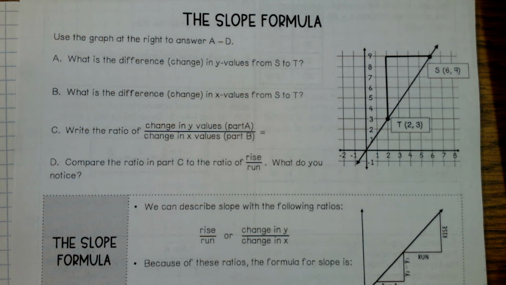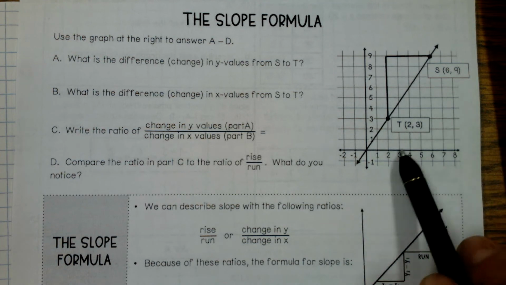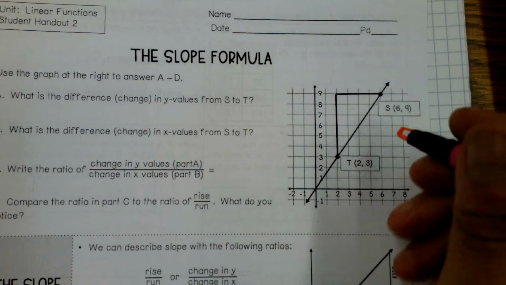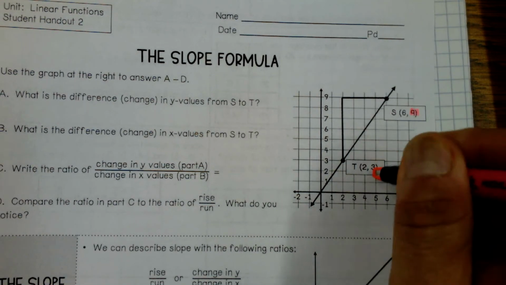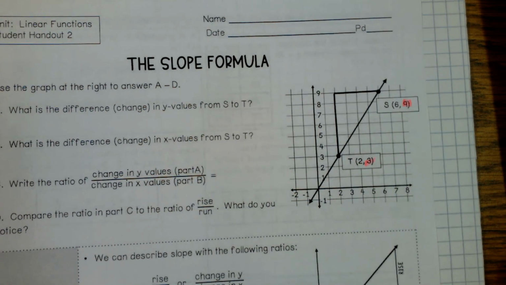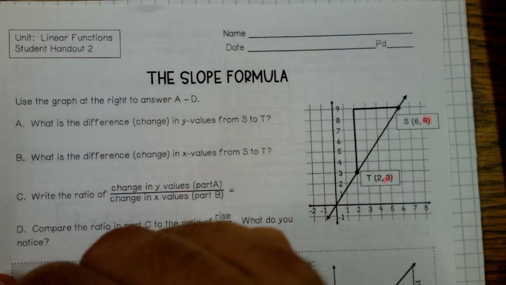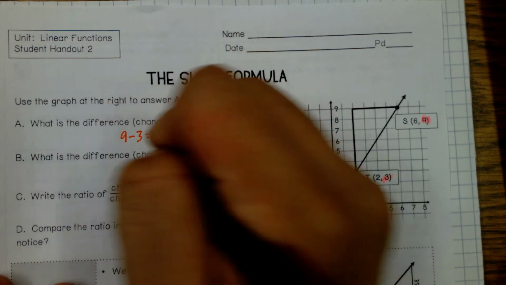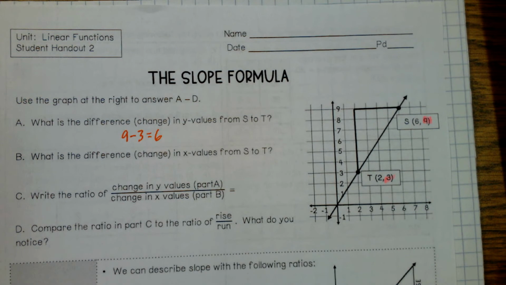Okay, so we're going to look at a graph right now to answer questions A through D. So the first thing we're going to do, and we'll just do this together, is find the change in y values from point S to T. So we're going to look at our y values, 9 and 3. Find the change. And it's 6.